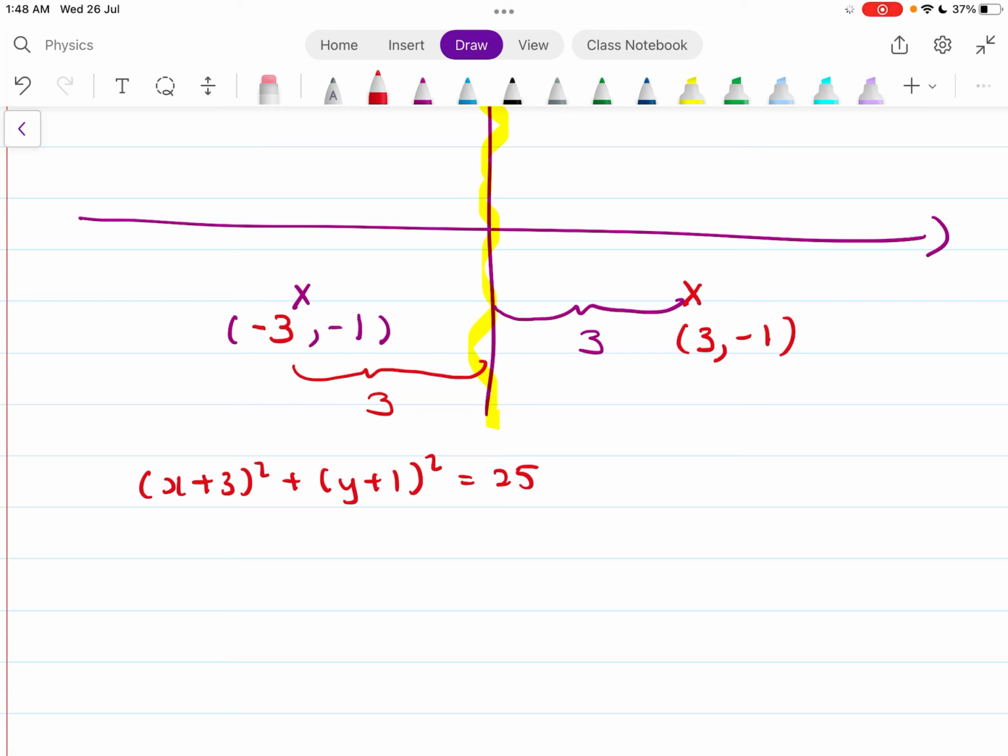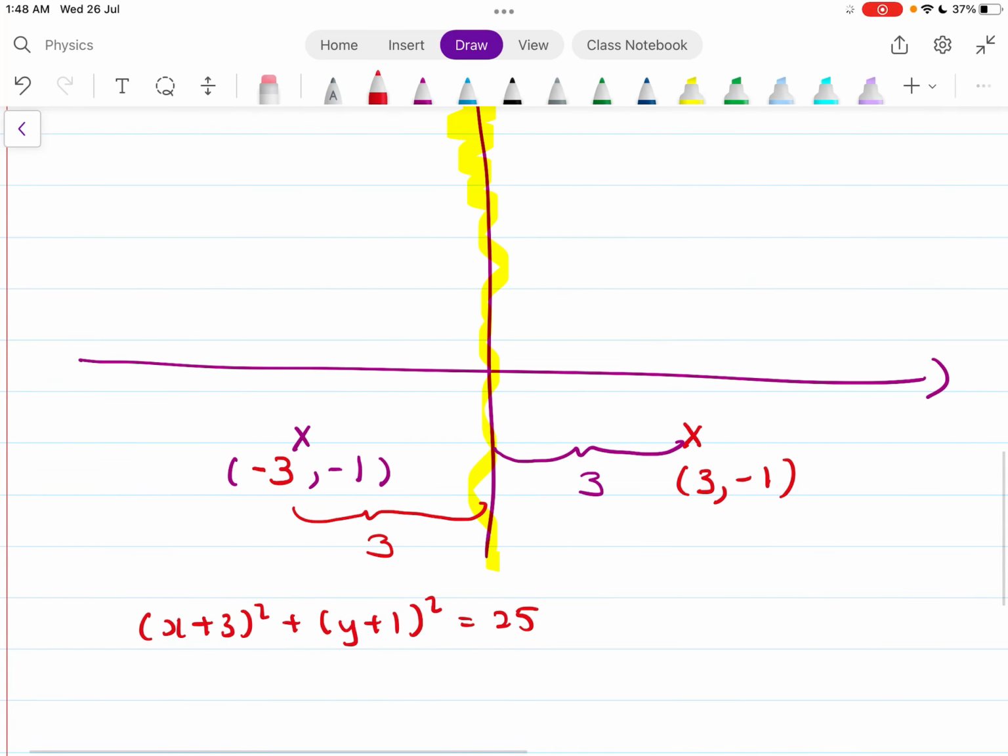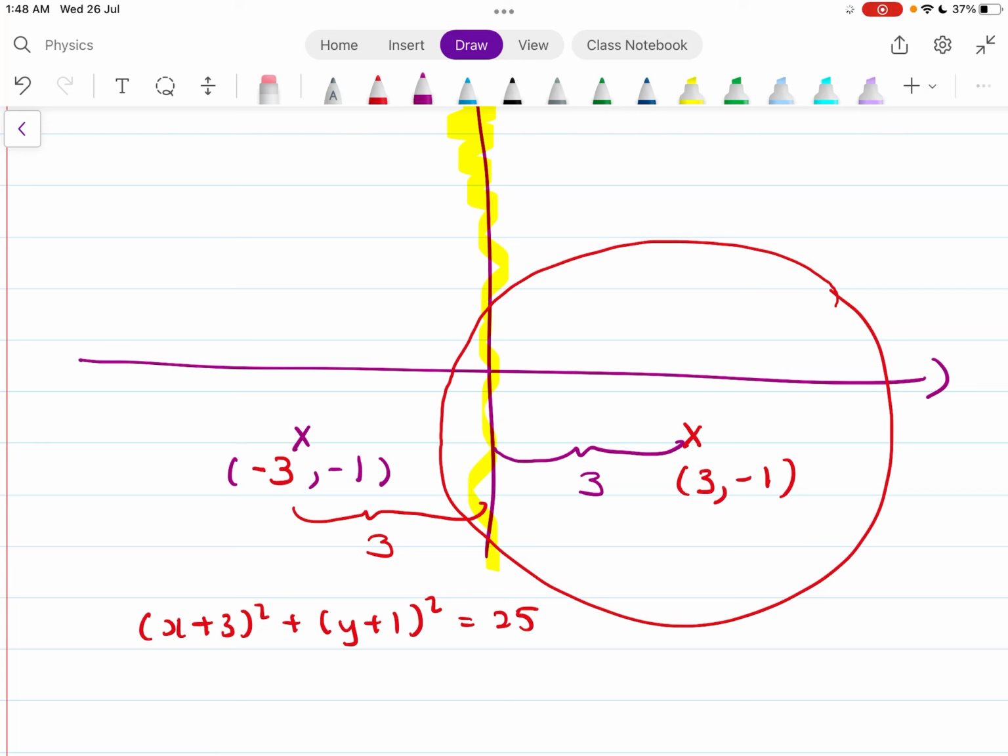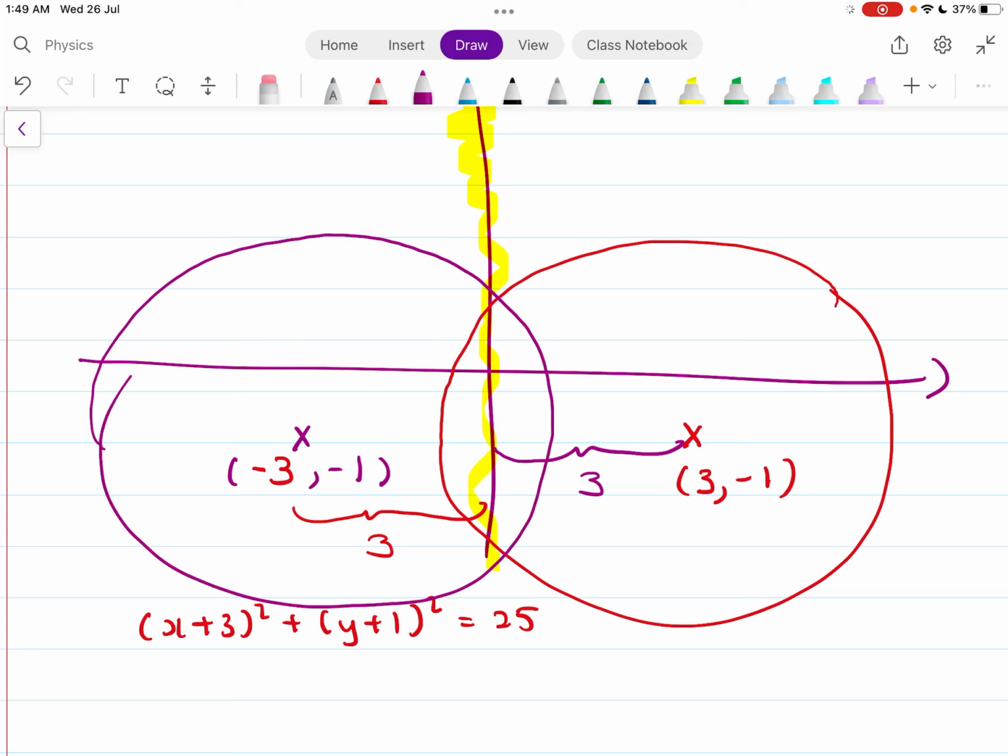Okay, so the last part, find the coordinate of the point of intersection of the two circles. So the object and the image, right? So let me just draw the thing first. So I draw this, roughly. Okay, so this is the object. Then this one is the image. Okay, so the intersection is roughly right here. So it's these 2 points.